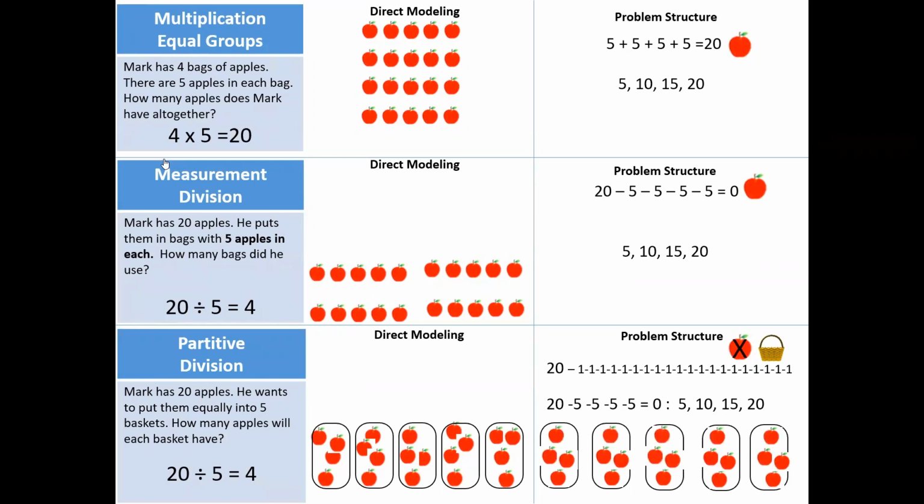That's very concrete. That's very, very difficult. That's very, very, very hard for students to understand. And that is why this is how you teach the management of groups, teaching students about the multiplication equation, the measurement division, the partitive division.